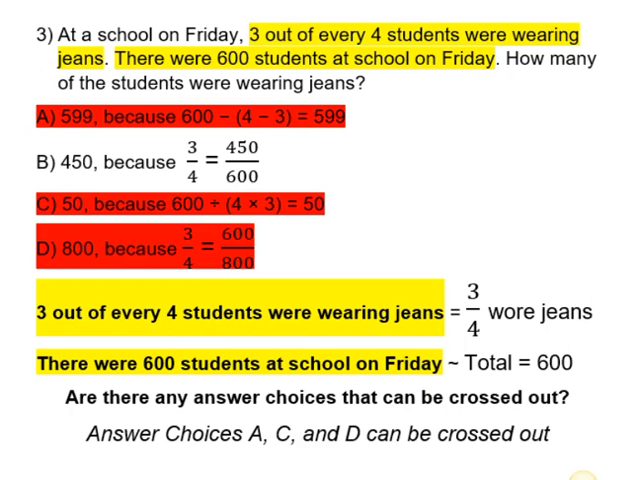And for D, 800, because 3 over 4 is equal to 600 over 800. The reason we mark this one out is because the 600 should be the denominator. If we look at our problem again, it said that there were 600 students at school on Friday. That was the total amount of students at school on Friday, so 600 should be the denominator. So again, answer choices A, C, and D can be crossed out.